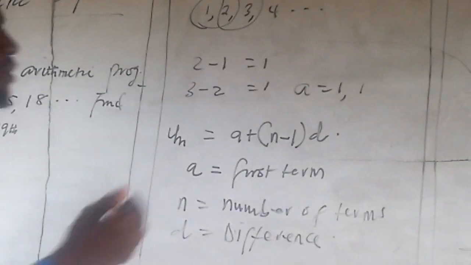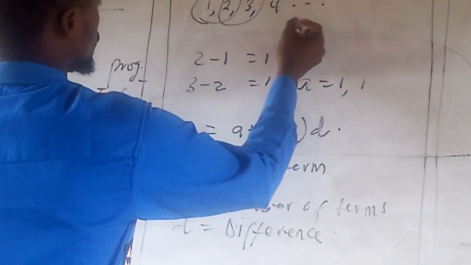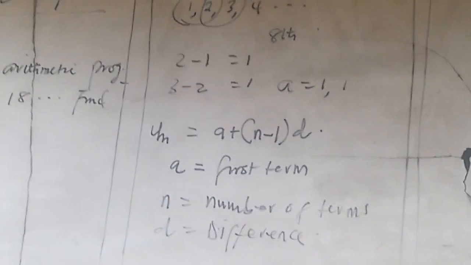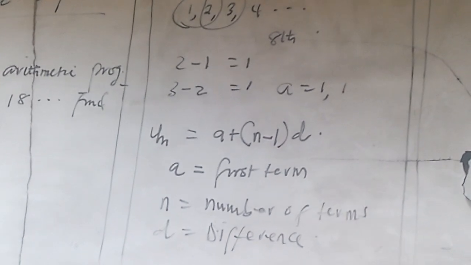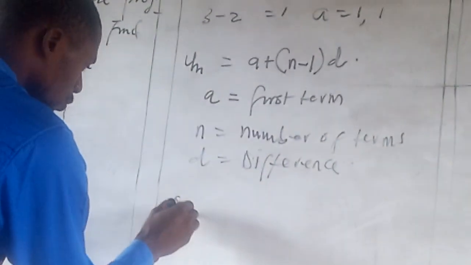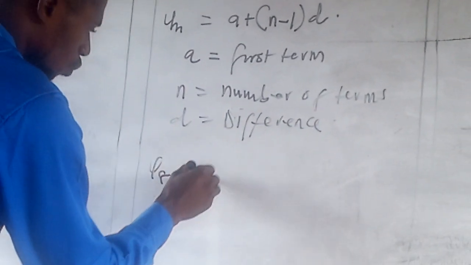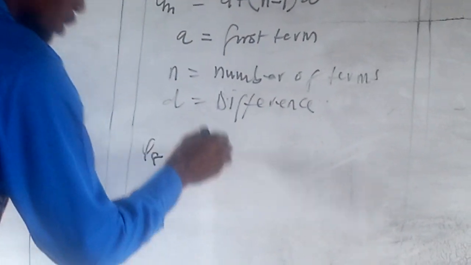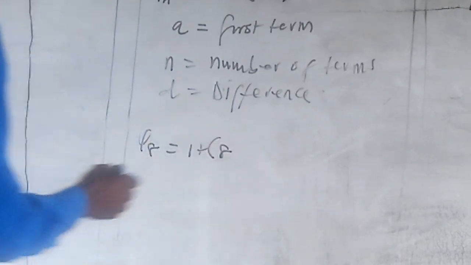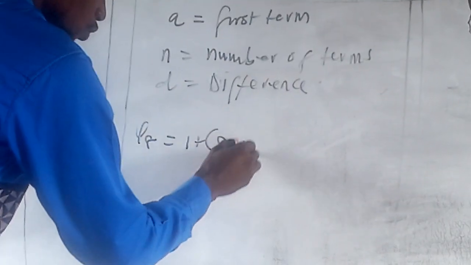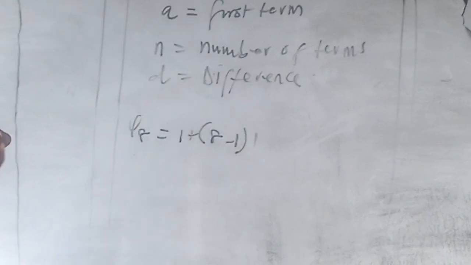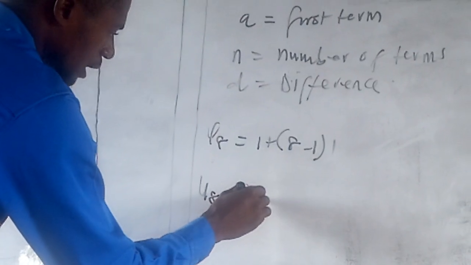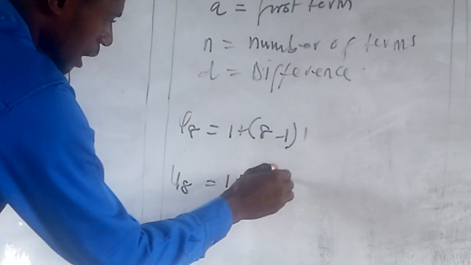And here, maybe we are asked to find the 8th term. If we are asked to find the 8th term here, we'll substitute, so U8 will be equal to the first term, which is 1, plus the number of terms, which is 8, minus 1, and then the difference is 1. Here, our U8, the 8th term, will be 1 plus 7 multiplied by 1.